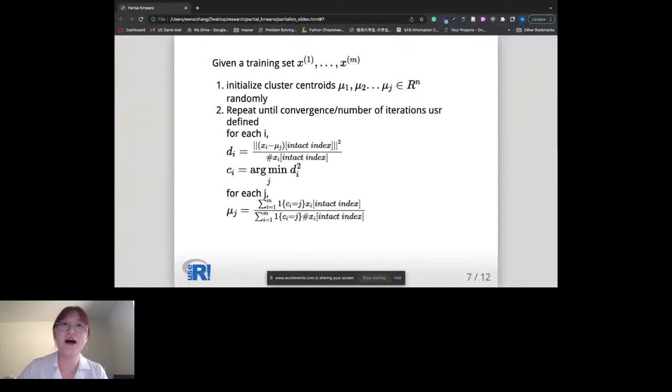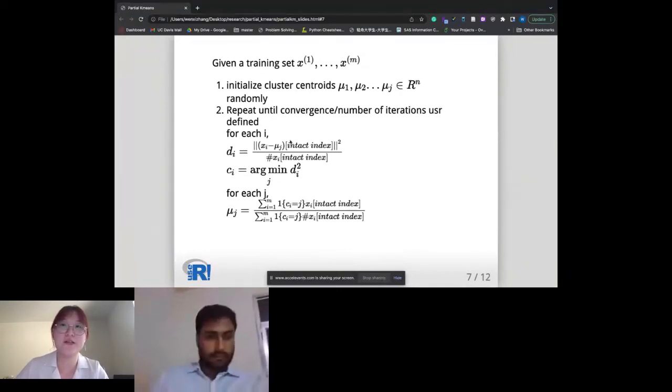So here I have a generalization of the steps in our algorithm. The basic idea is that when calculating the square distance of each data point to the centroid, we only consider the partial distance, that is, with entries of non-missing values.